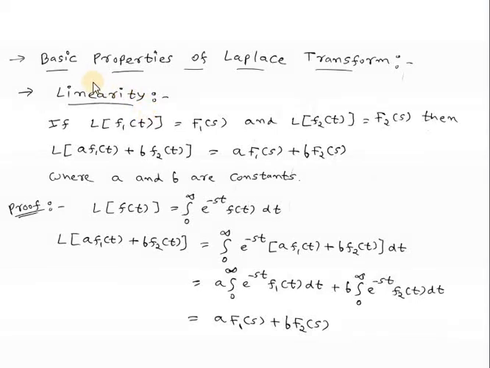Hello students, today we will discuss a new topic, that is basic properties of Laplace transform. So the first property is linearity. If Laplace of f1(t) is equal to F1(s) and Laplace of f2(t) is equal to F2(s), then Laplace of a f1(t) plus b f2(t) is equal to a F1(s) plus b F2(s), where a and b are constants.